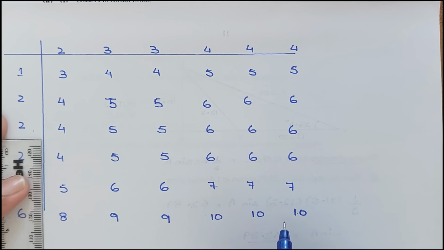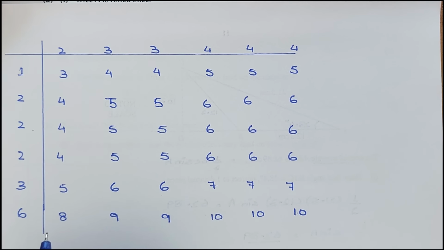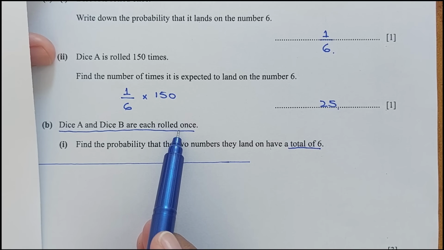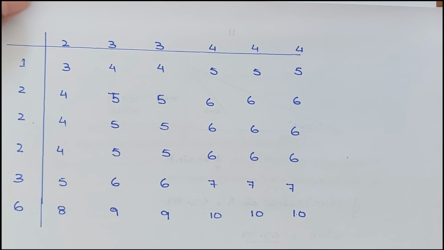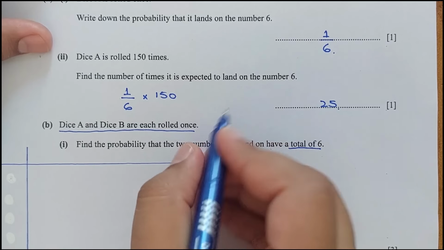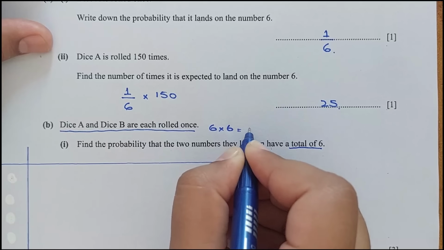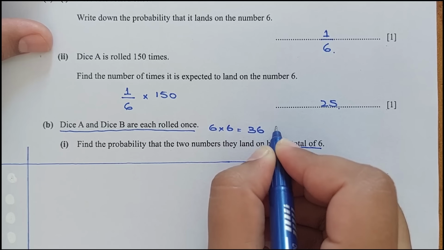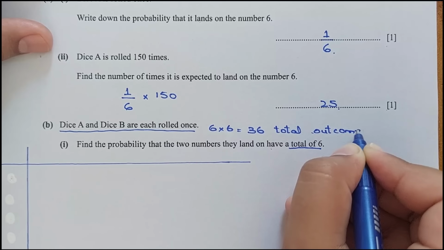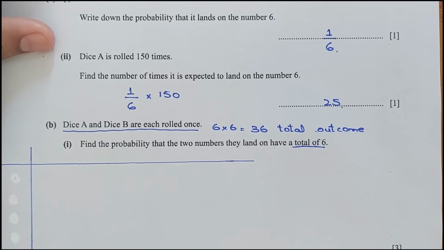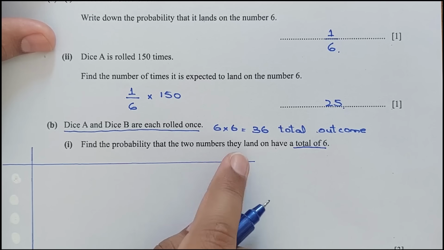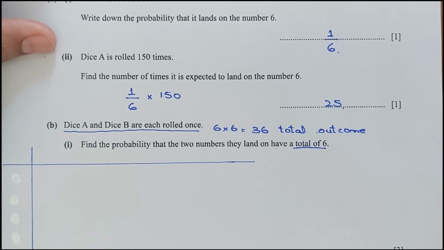Now we have to find the probability when the two dice are rolled once. As you can see, dice A and dice B are each rolled once. So the total number of outcomes for both dice is 6 times 6, which is 36. If they were rolled twice, then we would have to multiply 36 by 2 as well, but they are rolled once.